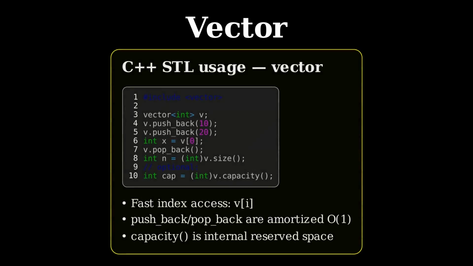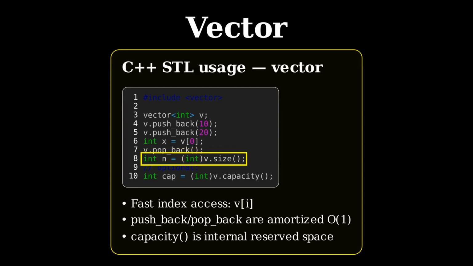Here's a C++ demonstration of the vector standard template library. So we will first include the library here. Then we define the vector like this. We can push back, access any element, pop back, and we can get the size and capacity of the vector with this syntax.